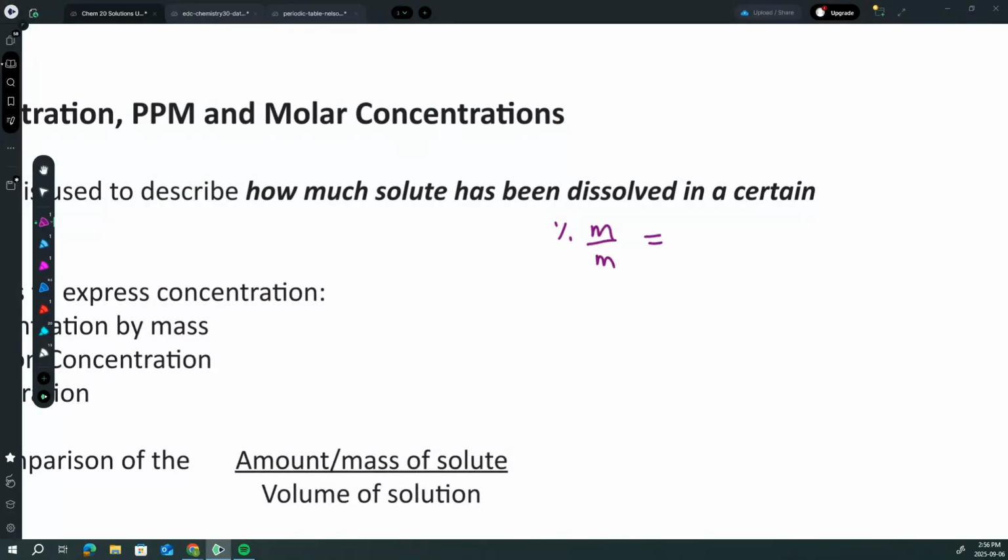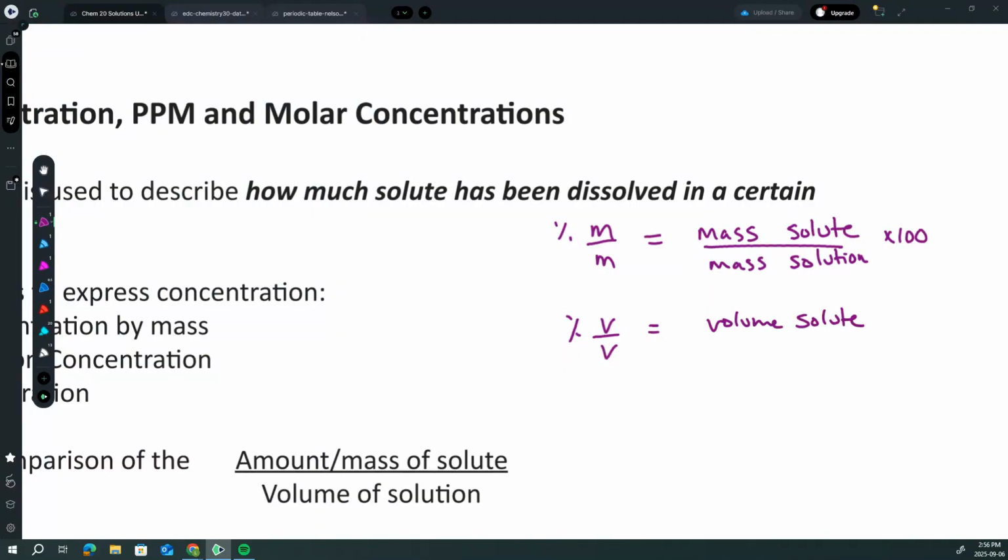which is just representing the mass of your solute divided by mass of solution, and then times it by 100 to get it into percent. And then the other one is just percent volume by volume. So it's just volume of your solute divided by your volume of your solution times by 100.